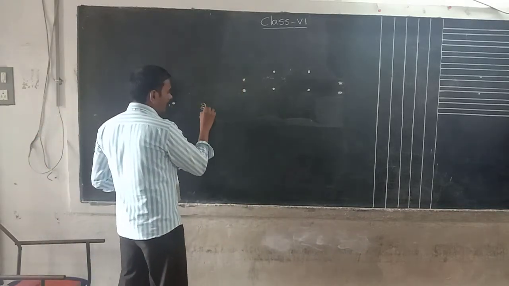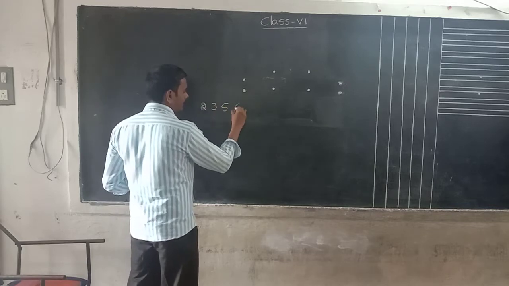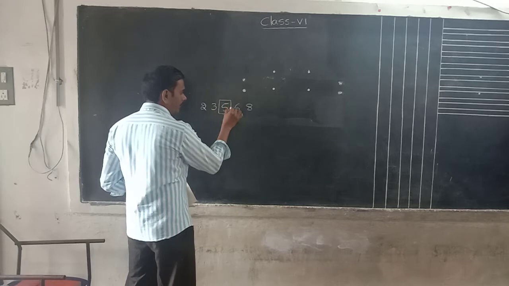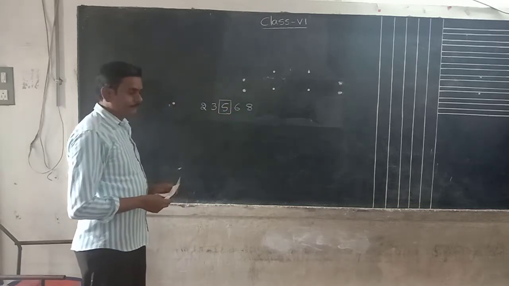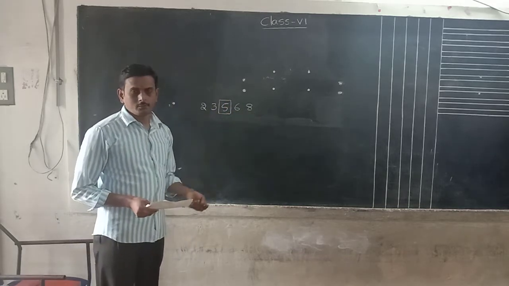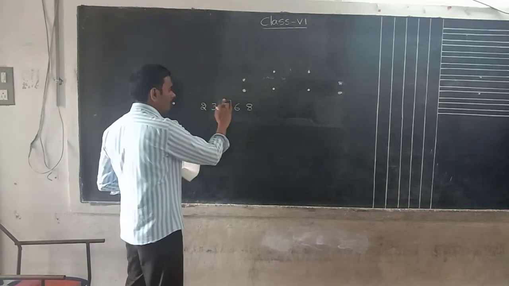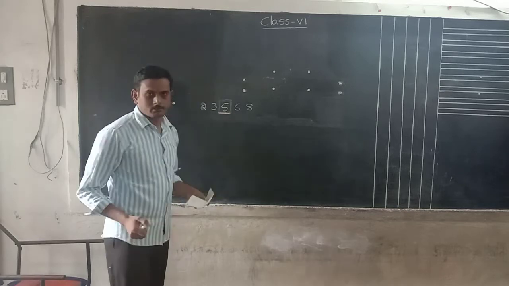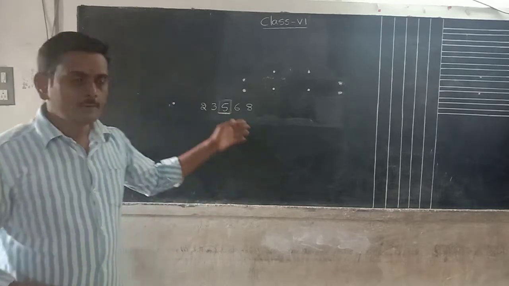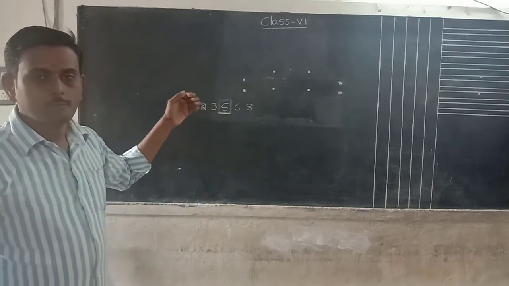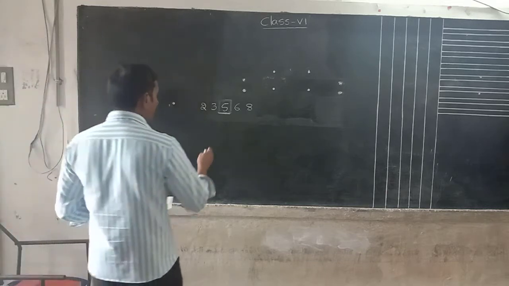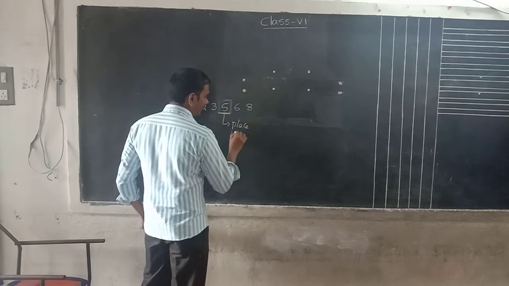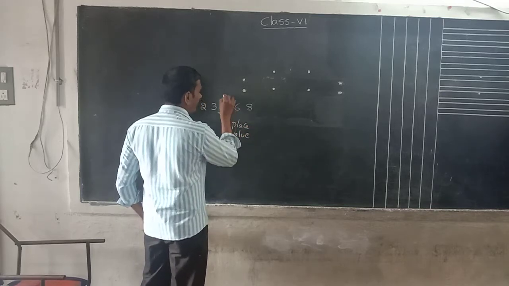For example, if you take a number like this, I want to know the face value and place value of 5. One number is given to you, and they will underline it. By asking the question, identify the place value of 5 or the face value of 5.